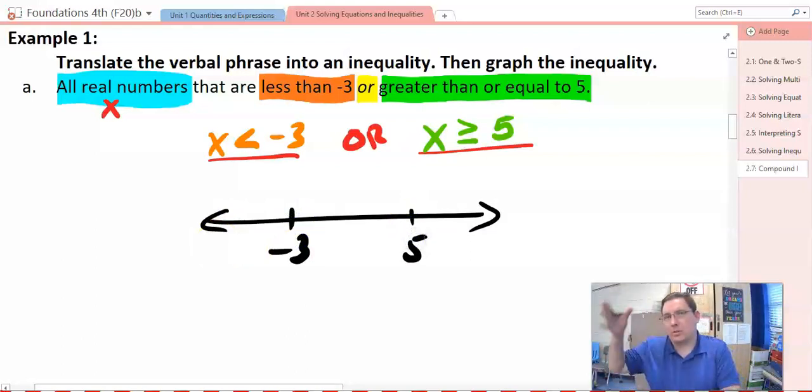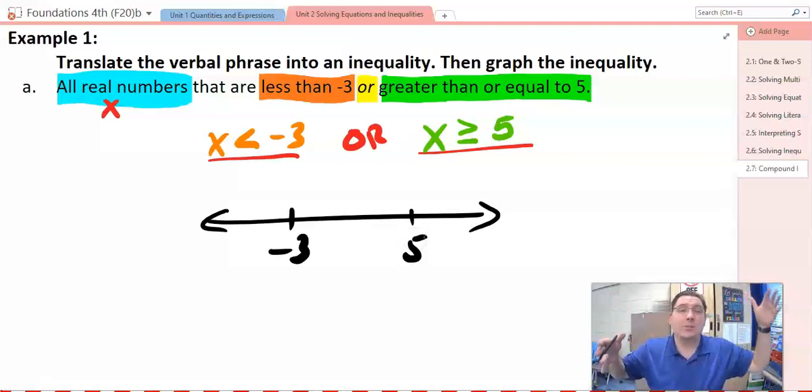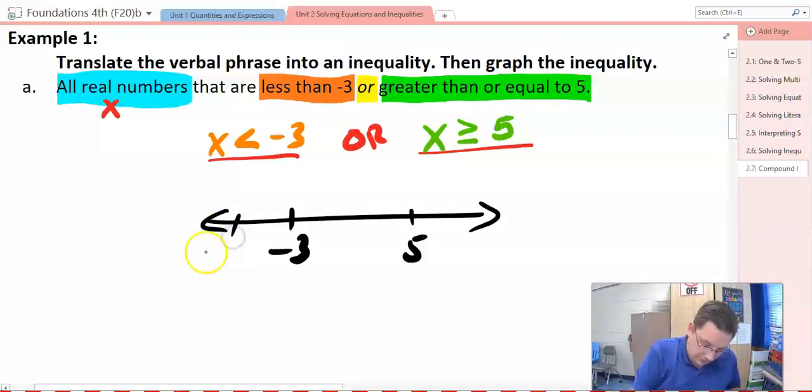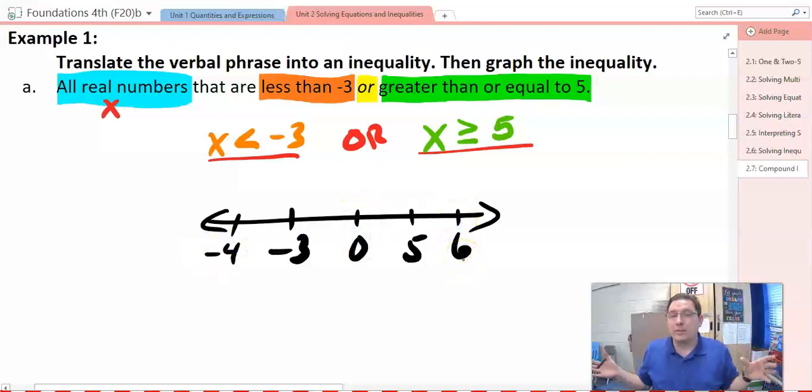And then I'm going to put a number to the left of the -3, in between the -3 and 5, and something to the right of 5. So I'm going to have 5 values on this number line. So something to the left would be -4. Something in the middle here is 0, and something to the right is 6. Doesn't have to be perfectly spaced. We're just writing out the number line.